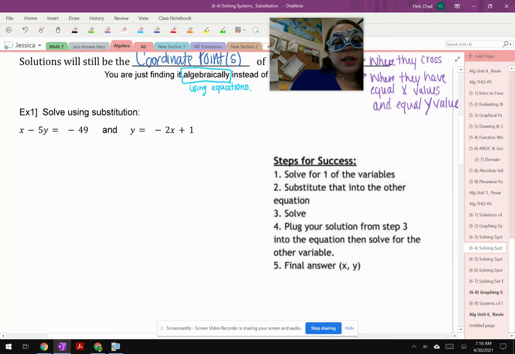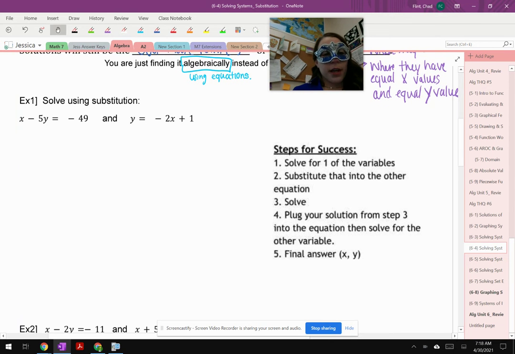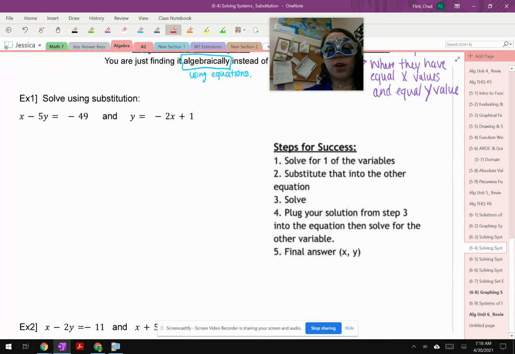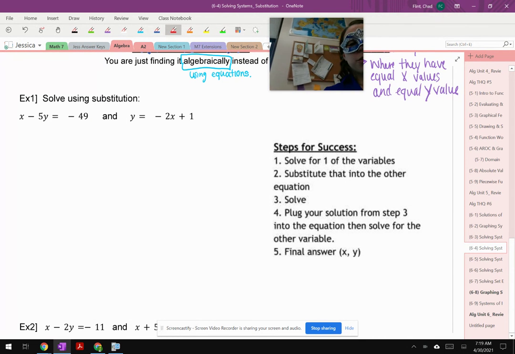Okay, we're looking at example 1 in 6-4, and I'm going to go through example 1 and these steps for success at the same time. The first step for success is to solve for one of the variables. Now, don't make this harder than it has to be. Looking at these equations, I already have a variable isolated. I have y isolated, so don't make it harder on yourself and isolate something else. Use what you have.